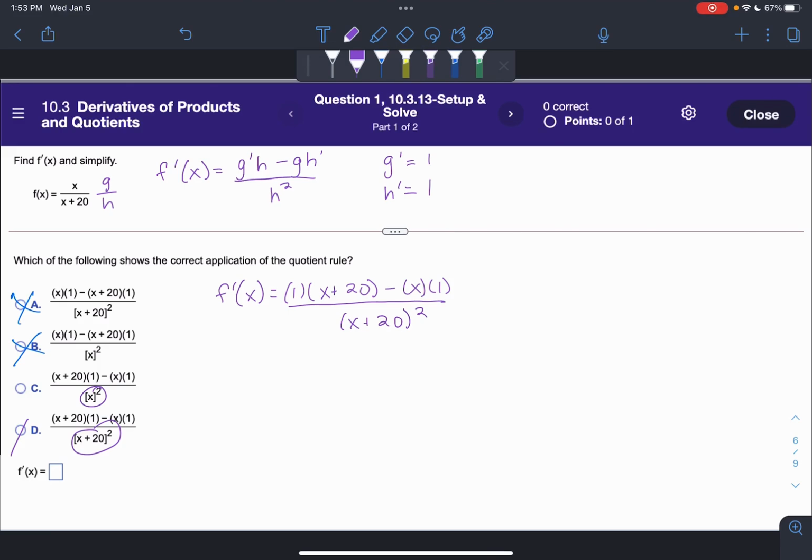And then for the second part, we just need to simplify this a little. Multiply these two together, I get x plus 20. Multiply these two, I get minus x over, and then you can leave the x plus 20 squared like that. You don't have to multiply it out. These x's cancel, right? x minus x. So I'm left with a 20 over x plus 20 squared. And that is our derivative.